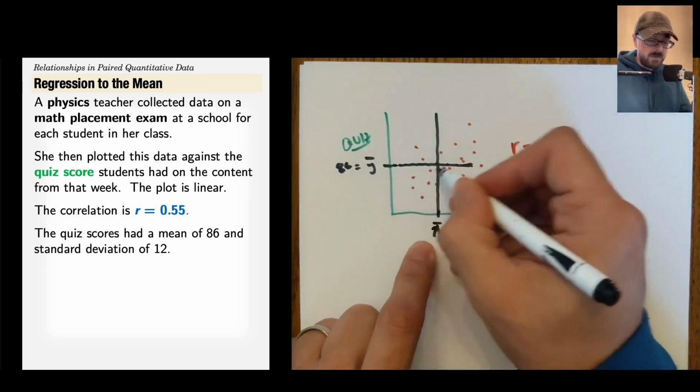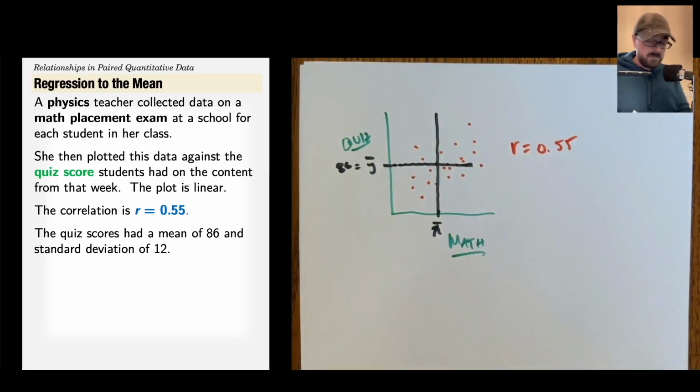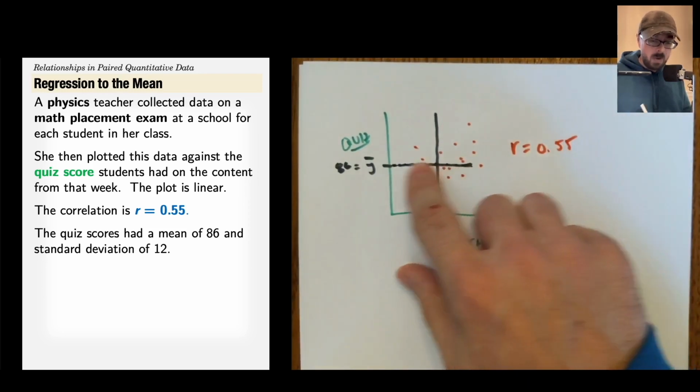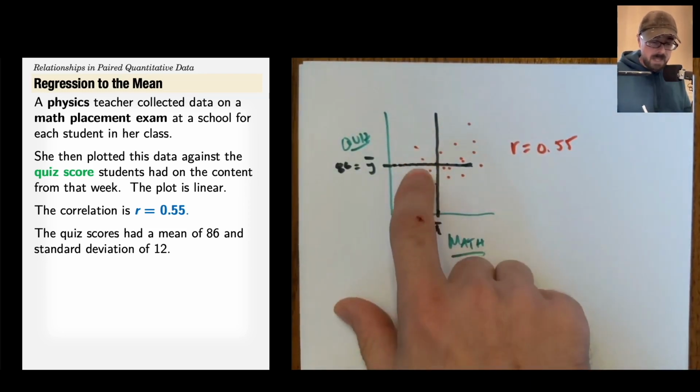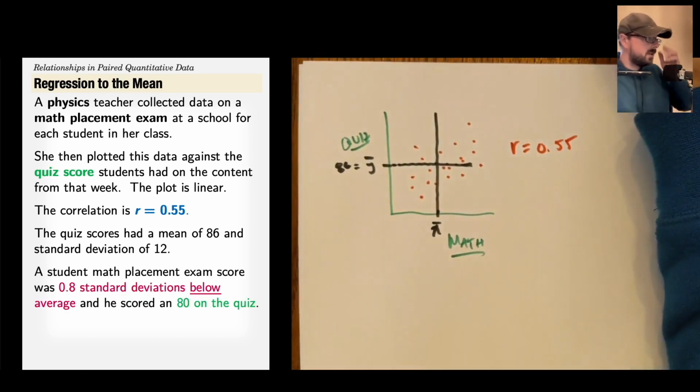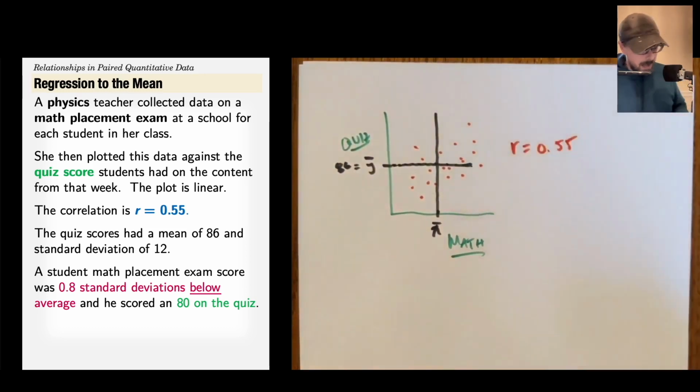Now, if your math score is exactly average, then I would definitely guess that you are average in the quiz score. If you're below average in your math score, then I might guess you're below average in the quiz score, and stuff like that. So let's look at a particular student. A student's math placement exam score was 0.8 standard deviations below average, and he scored an 80 on the quiz.